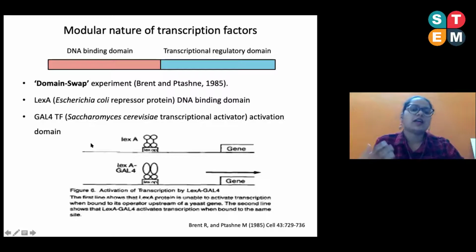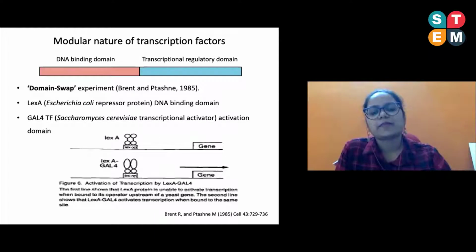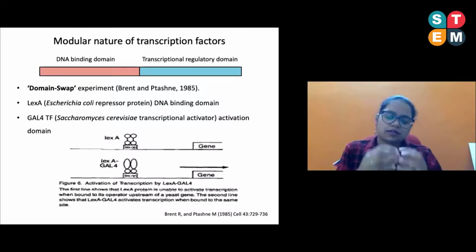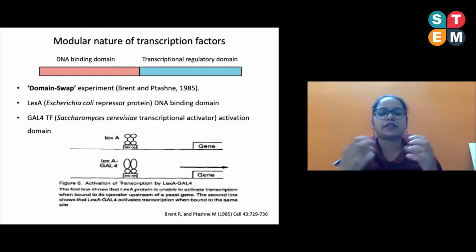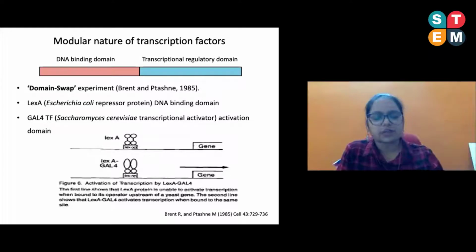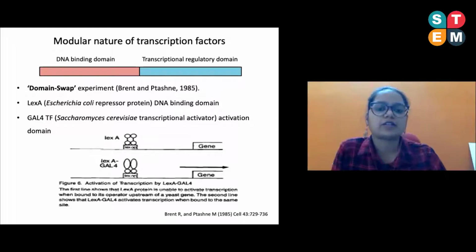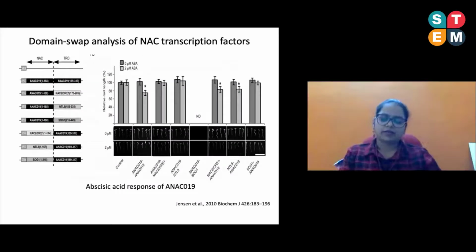Now, this was also replicated in various other systems, and it was concluded that transcription factors have domains which can act as different independent structural modules with independent functions. This similar modular nature was also seen for NAC transcription factors. A study published by Jensen et al. in 2010 swapped the N-terminal domain of a transcription factor called ANAC19 with the N-terminal domain of various other transcription factors. And they did the same thing with the C-terminal domain.